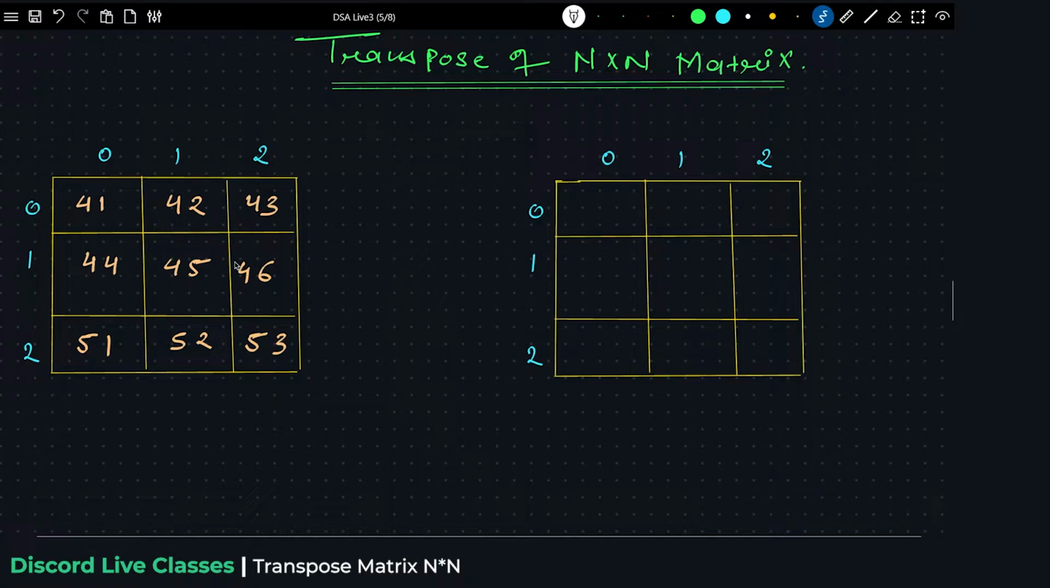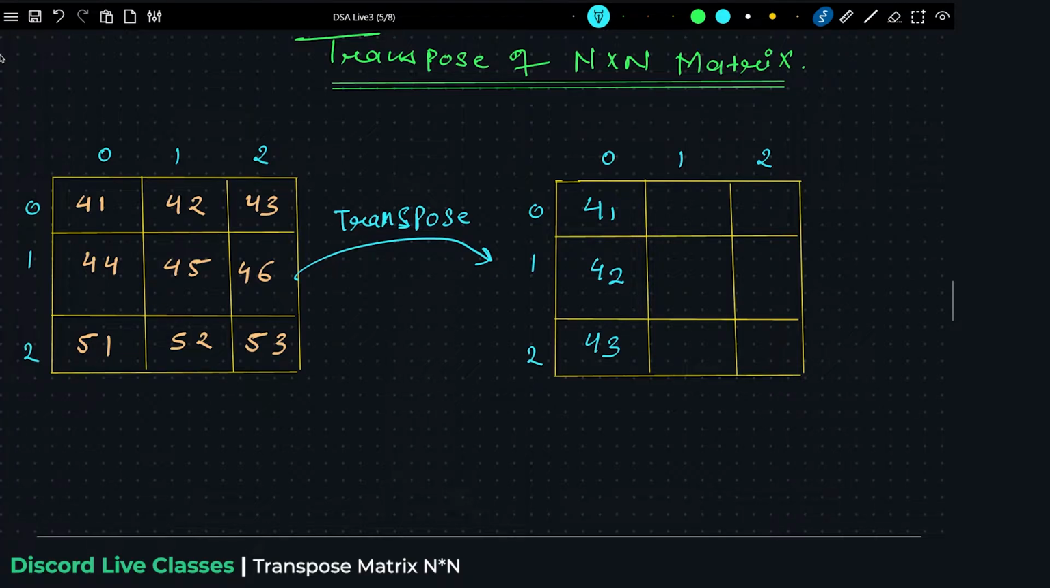Some people explain this problem in this way. Let's say you are given this particular matrix. This is your diagonal. What you need to do is swap the elements of the upper triangle with the lower triangle. I will tell you how we can do this, but first, what would the transpose matrix be? If I transpose this matrix, I will get 41, 42 and 43 as the first column.